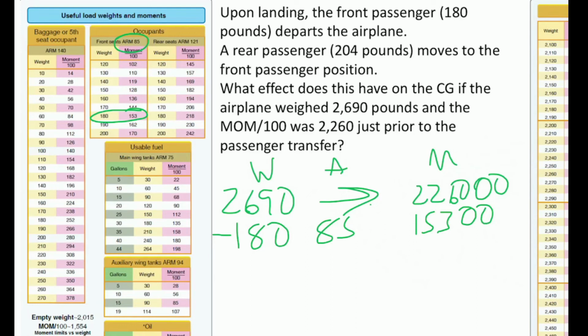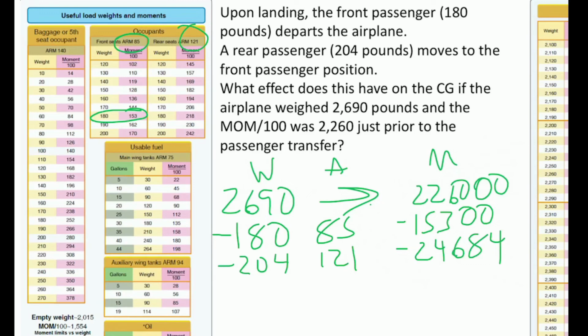Next thing, the back passenger got out of the airplane. So the back passenger is 204 pounds. So we just look at the rear seat arm, which is 121. So do minus 204 times 121. Now we gotta keep these negatives in there. Minus, we get 24,684. He got out, but then here's the thing.